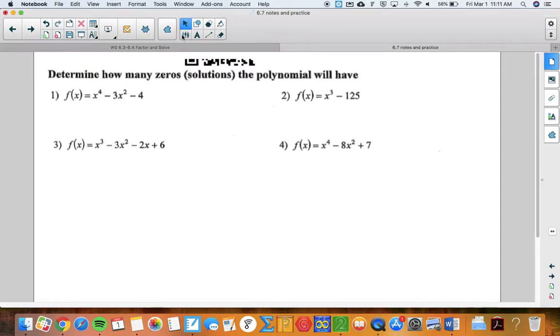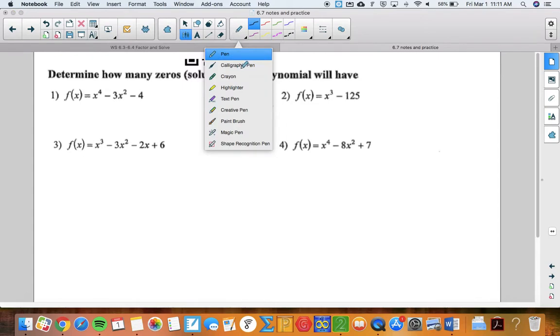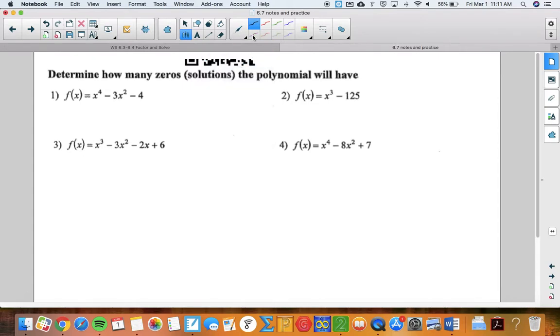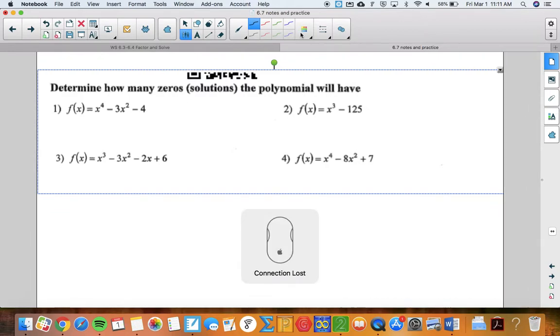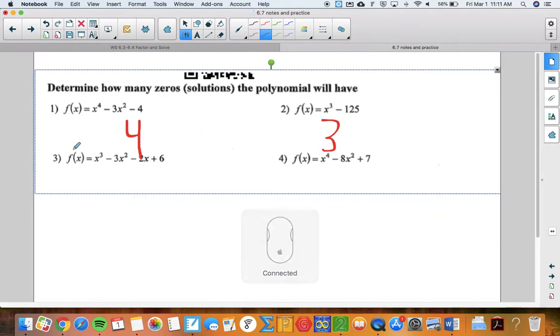Heyo, this is 6.7. So determine how many solutions or zeros a polynomial will have. Remember, that's the leading or highest degree that you see. So for number 1, there are 4 solutions, the number 4, because that's the highest degree. For number 2, there are 3 solutions because 3 is the highest degree. For number 3, there are going to be 3 solutions because 3 is the highest degree. And for number 4, the highest degree I see is 4, so there would be 4 solutions.